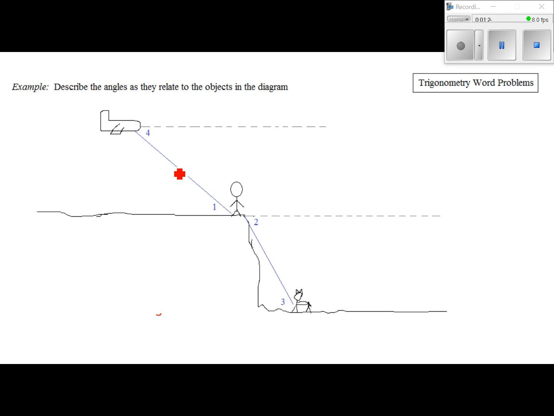Just to explain a little more about angle of elevation and angle of depression, if you're up here in the airplane, and you're looking down at the person standing there on what looks like a cliff, then this angle would be an angle of depression. Pen's messing up pretty good. If you're the person standing here on this cliff and you're looking up at the airplane, then this would be an angle of elevation.